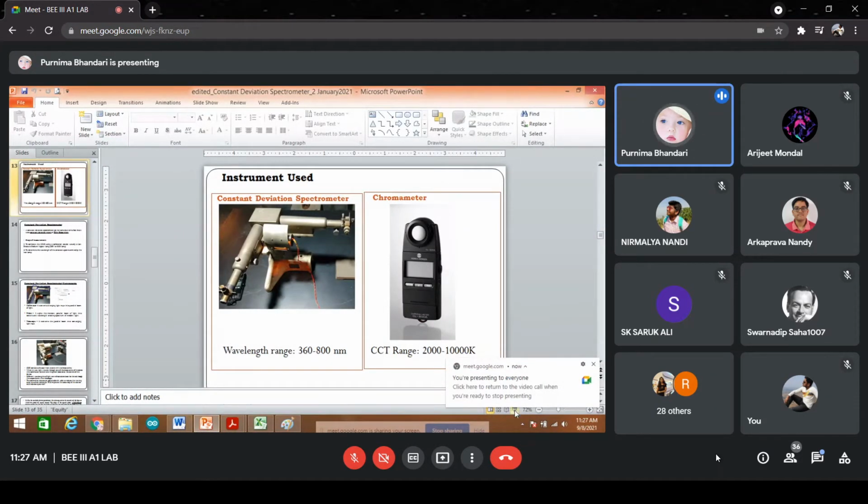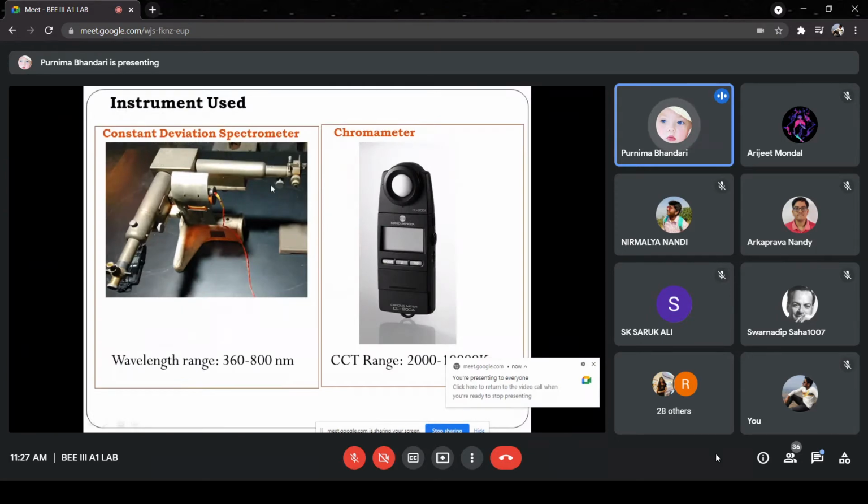So what we are using here is a constant deviation spectrometer. You can see this is a constant deviation spectrometer. It is there in our lab. Nowadays this kind of instrument is not actually available in the market. There are different kinds of digital instruments they use, and this is the chromometer.